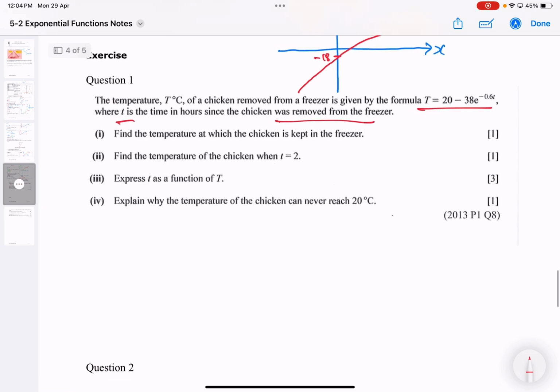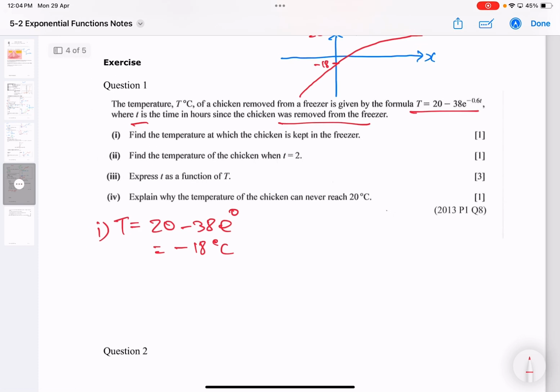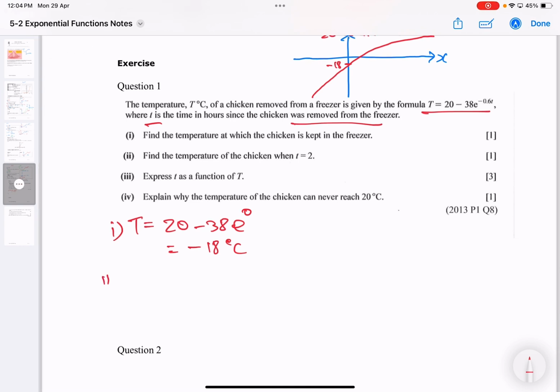So what is the temperature? Temperature for part 1 is simply 20 minus 38e to the power of 0, and this will give me negative 18 degrees Celsius. How about part 2? Find the temperature of the chicken when t equals 2, so that is easy as well. Just do a substitution: 20 minus 38e^(-0.6×2). So enter this in your calculator.